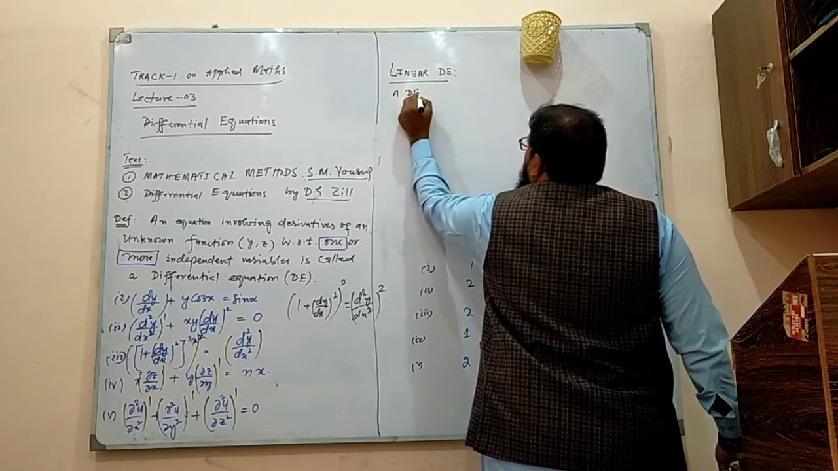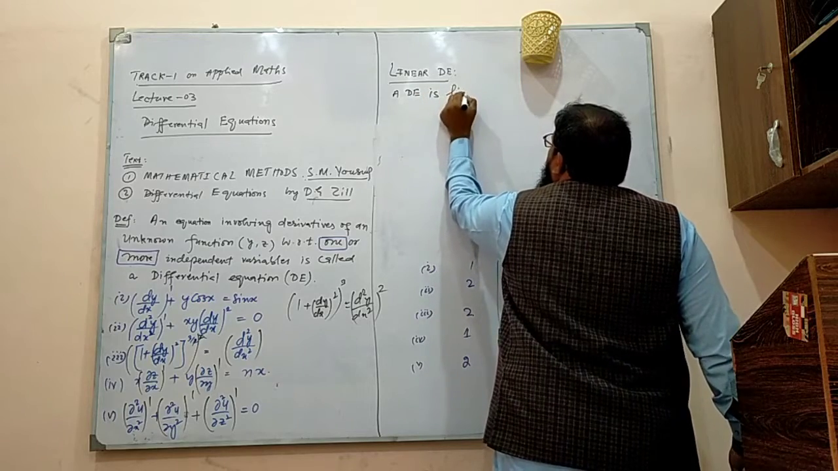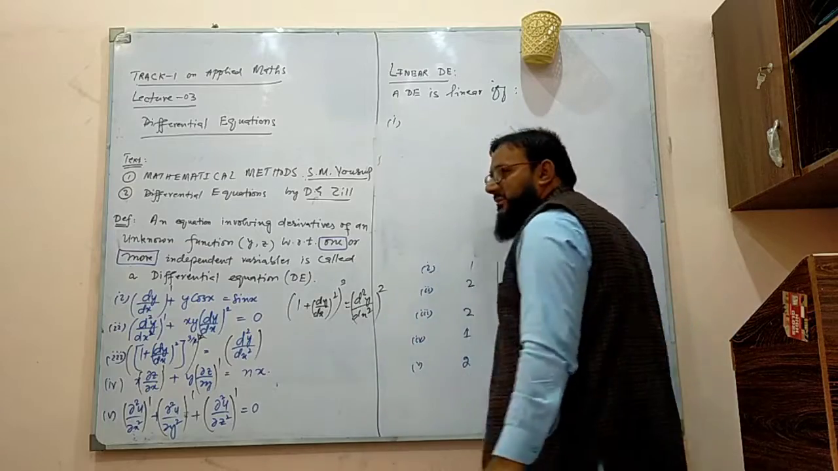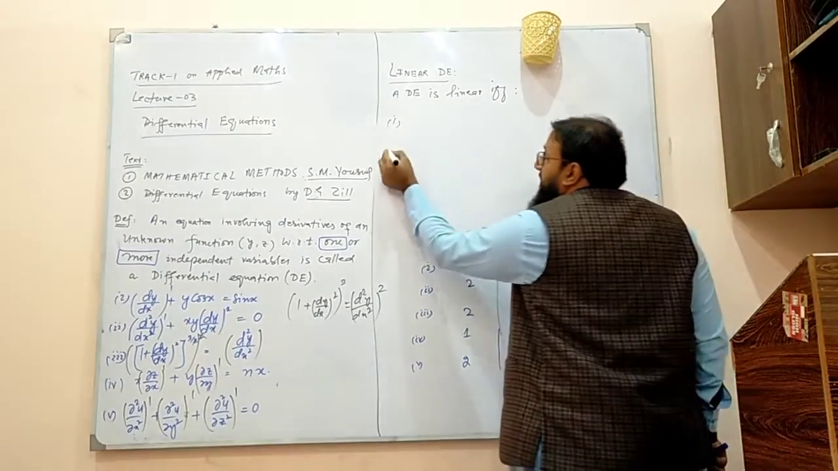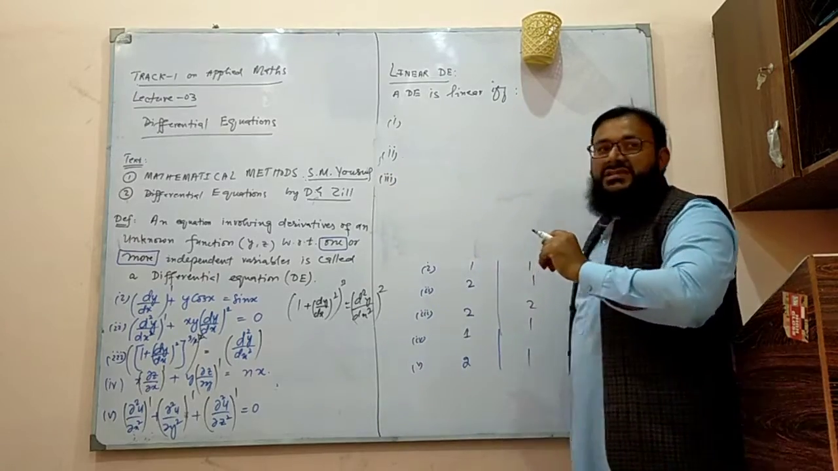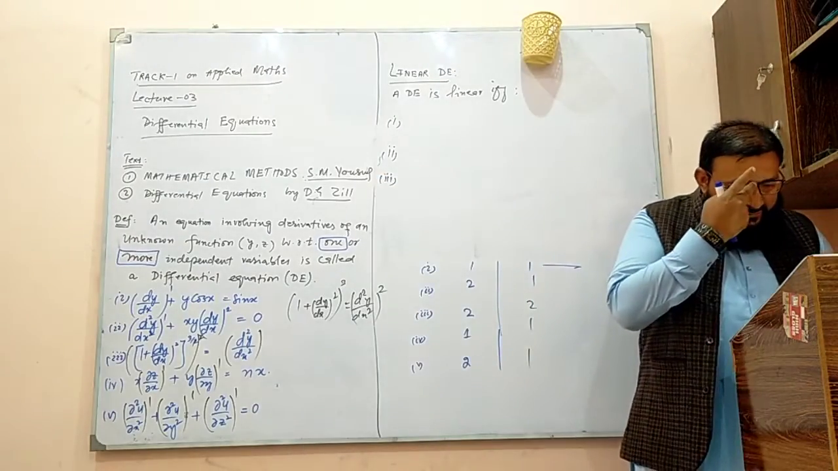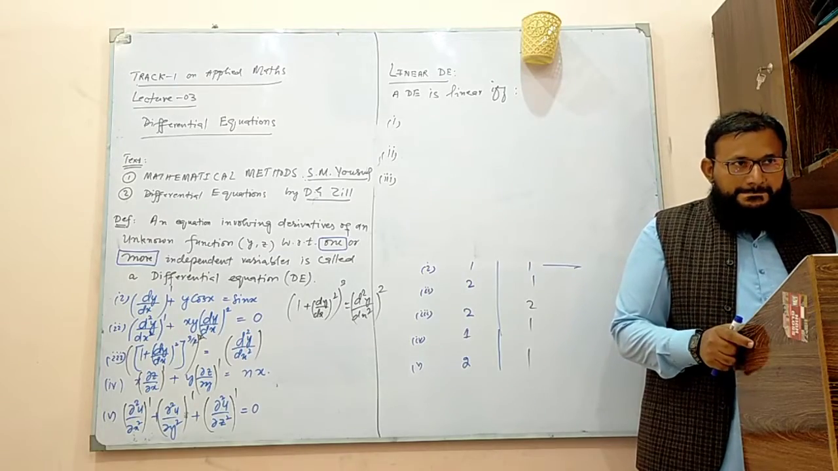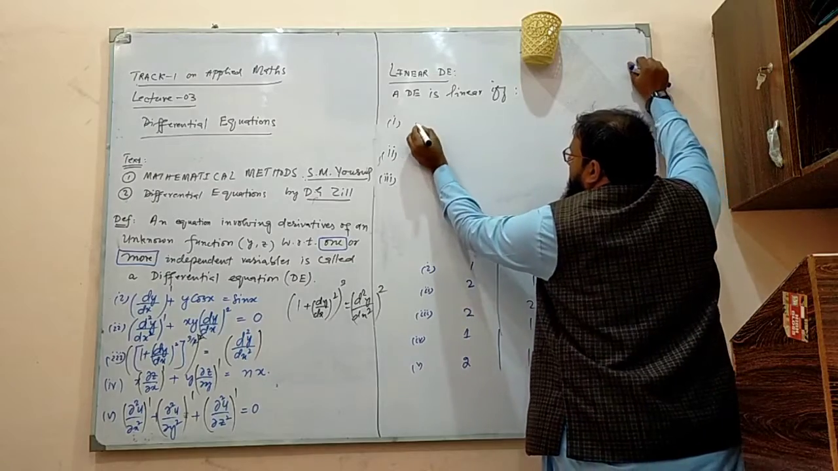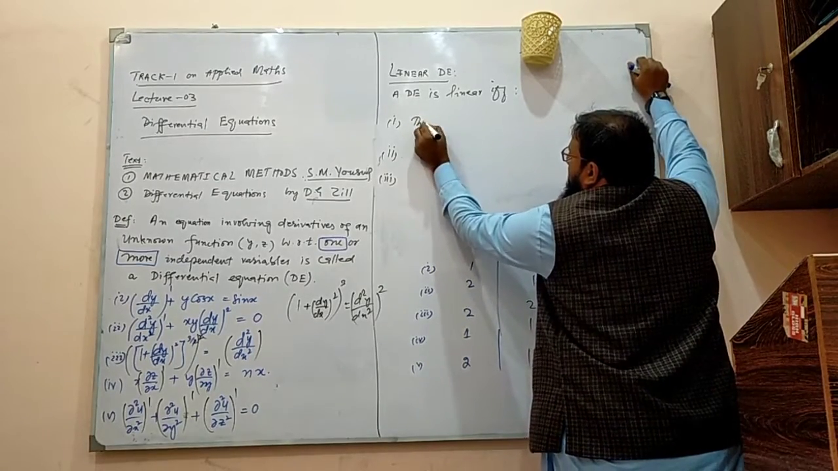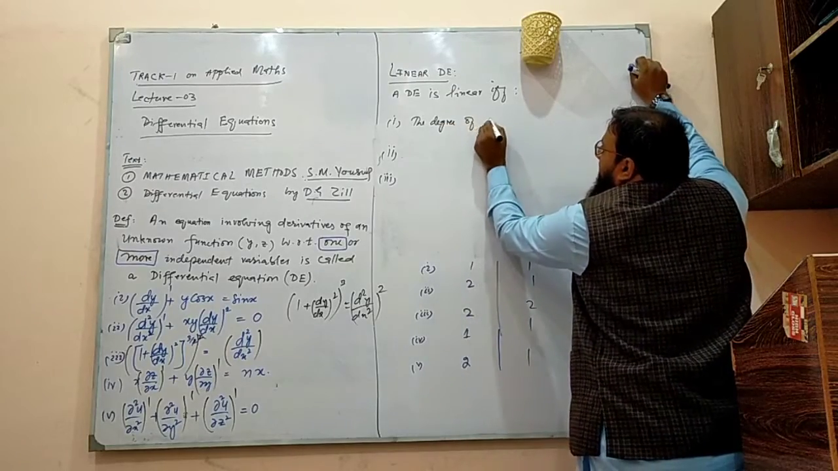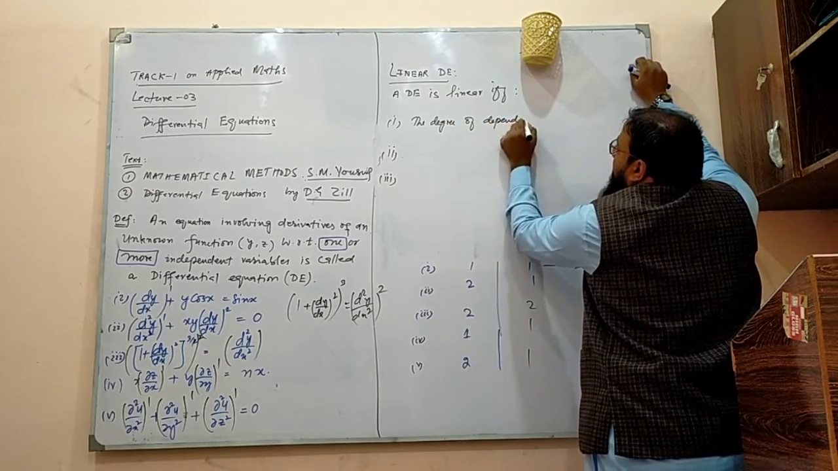A differential equation is linear if and only if what happens? There are 3 conditions that we must keep in our mind when we are saying that a differential equation is linear. What is the first one? The derivative must be a derivative of power 1. And the second one is that the degree, and degree means power, the power of the dependent variable.